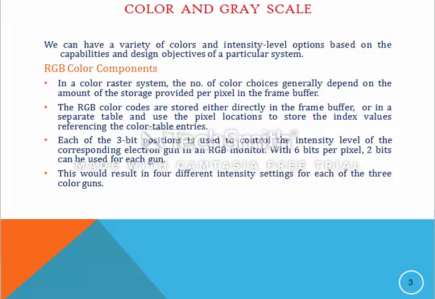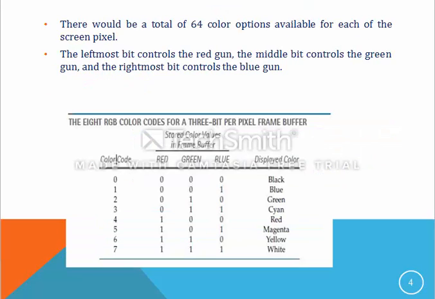A minimum number of colors can be provided in this scheme with 3 bits of storage per pixel, as shown in the table. The leftmost bit controls the red gun, the middle bit controls the green gun, and the rightmost bit controls the blue gun. Adding more bits per pixel to the frame buffer increases the number of color choices we have. With 6 bits per pixel, 2 bits can be used for each gun. This allows 4 different intensity settings for each of the 3 color guns, and a total of 64 color options are made available for each screen pixel. With a resolution of 1024 by 1024, a full color RGB system needs 3 MB of storage for the frame buffer.